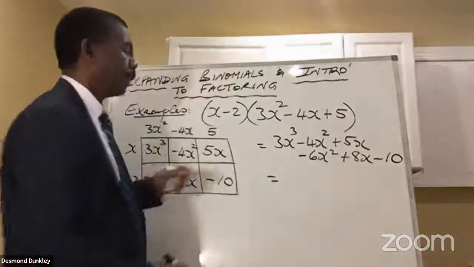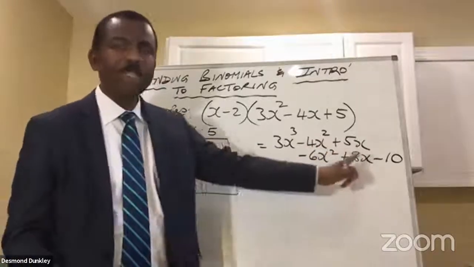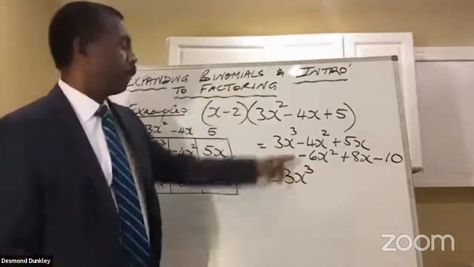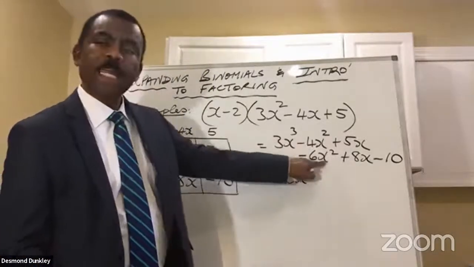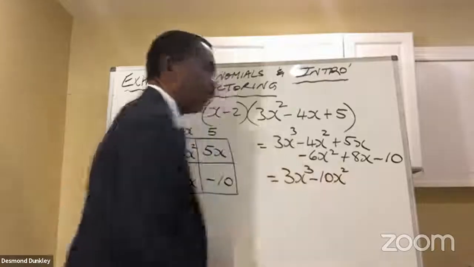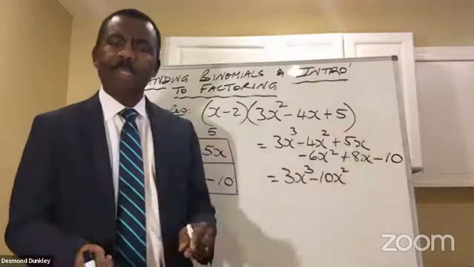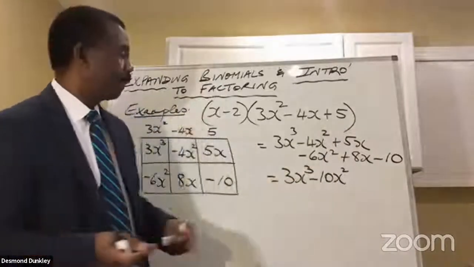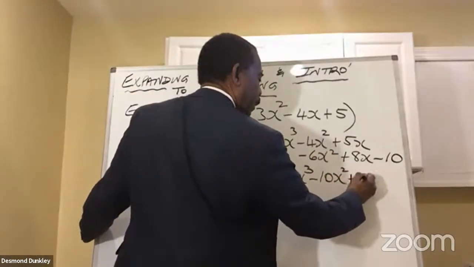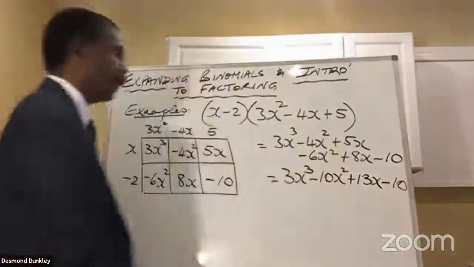Put it all together. 3x cubed, there's only one term with x cubed. There is no other term with x cubed, so therefore this is by itself. Now, negative 4x squared minus 6x squared is negative 10x squared. We spent time before dealing with negative and positive numbers. That was for a previous session. So we are very good with our negatives and our positives. So 5x plus 8x is 13x. And then negative 10 is by itself, negative 10.